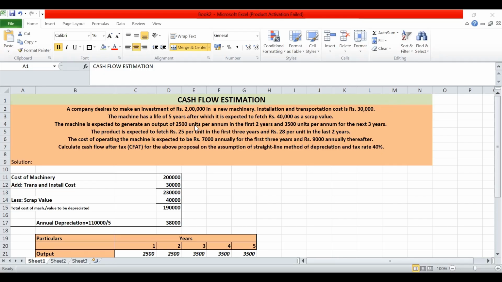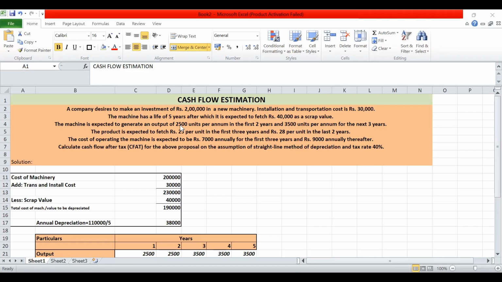So here's the question. A company desires to make an investment of rupees 2 lakhs in a new machinery. Installation and transportation cost is rupees 30,000. The machine has a life of 5 years, after which it is expected to fetch rupees 40,000 as scrap value. The machine is expected to generate an output of 2,500 units per annum in the first 2 years and 3,500 units per annum for the next 3 years.